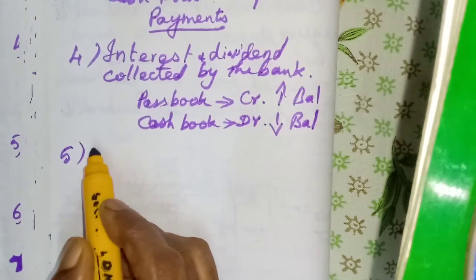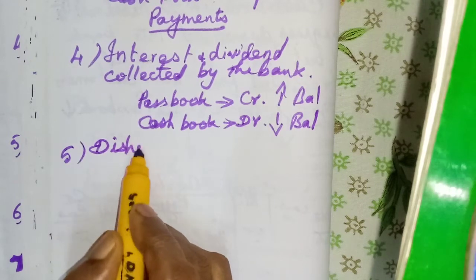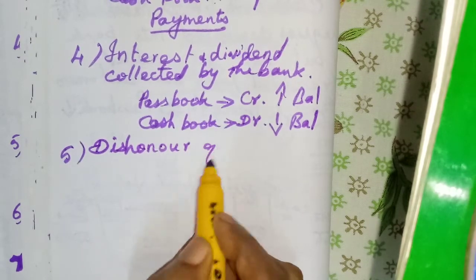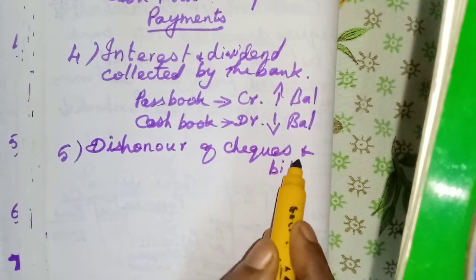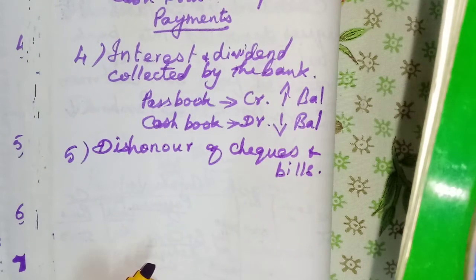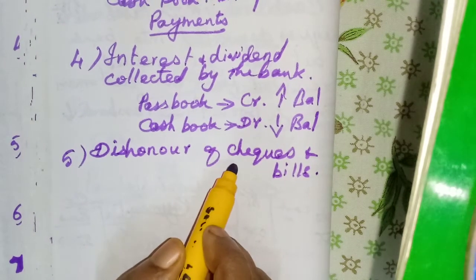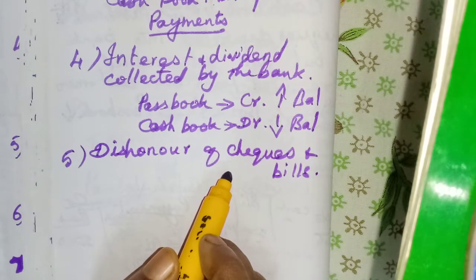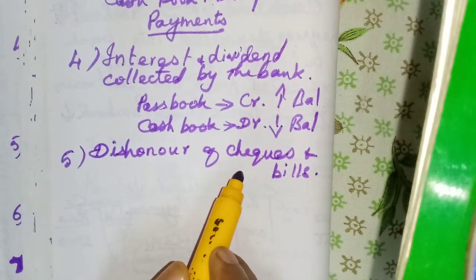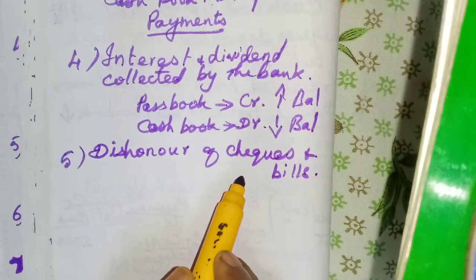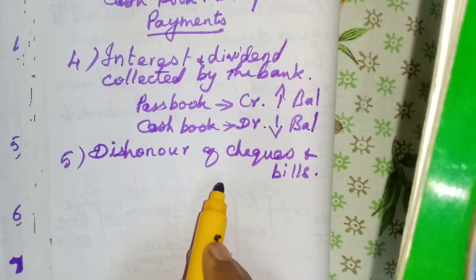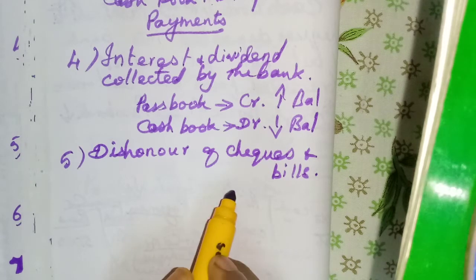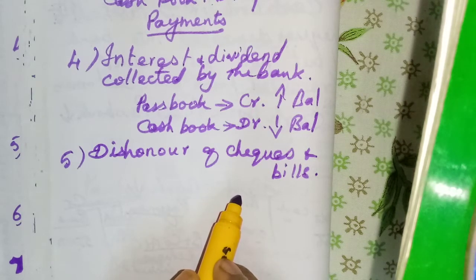dishonor of checks. First you should know what dishonor is. Checks and bills, you know, isn't it? A check issued, a check deposited. When we open an account, they will give a book, the checkbook. Whenever we need to give cash to others, we can write the same amount in a checkbook and give the check to that person, isn't it?